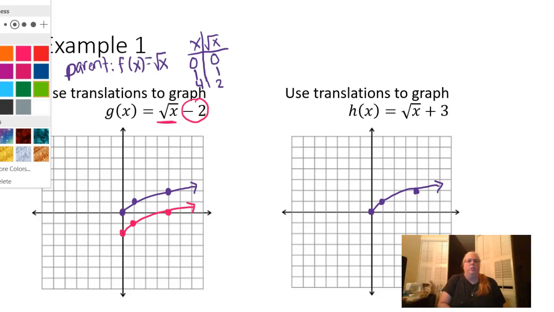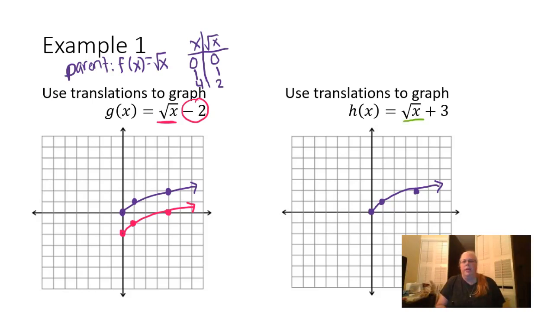Now what we're supposed to do is take the parent function square root of x and move everything up 3. This point will move up 1, 2, 3 to here. This point will move up 1, 2, 3 to here. And this point will move up 1, 2, 3 to here. So my translated h function graph will be the green one right there.